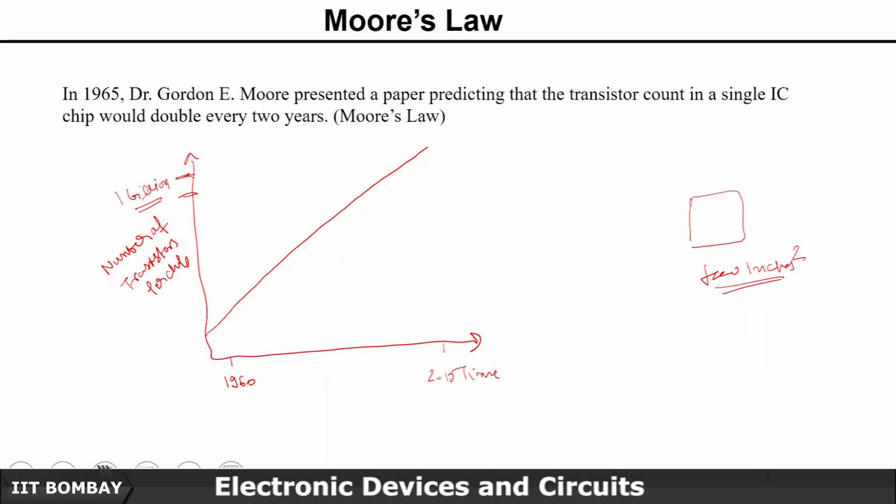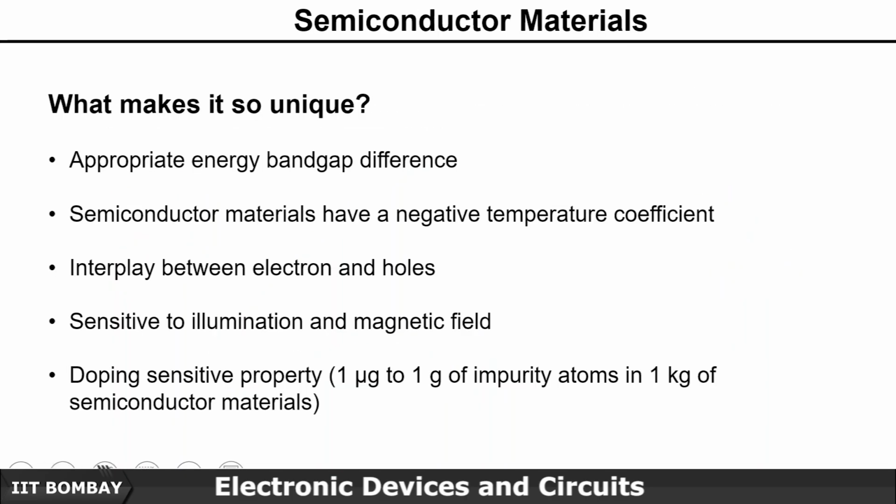So in this course we will study why semiconductors are so popular, what their physics is, and what makes them so unique that they are being used so heavily. To answer this question, what makes them so unique? First is the appropriate energy band gap difference.